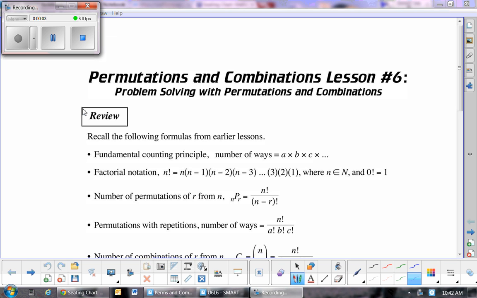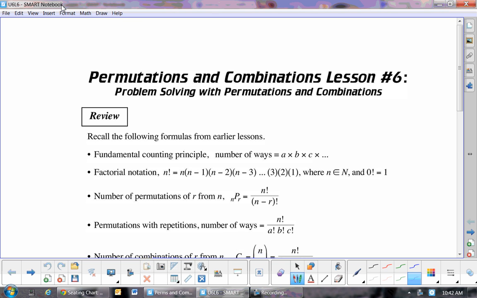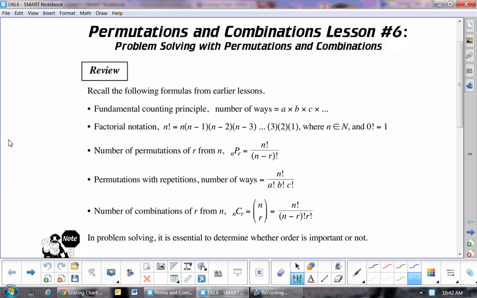So today's actually the last day of working with perms and coms. Then we're going to do a couple on Pascal's triangle and stuff, which deals with perms and coms. So let's just go through what we have looked at already.